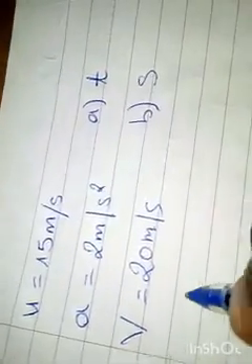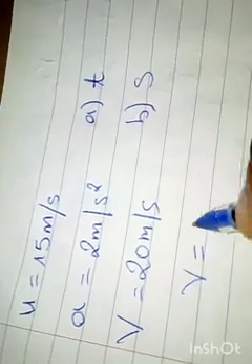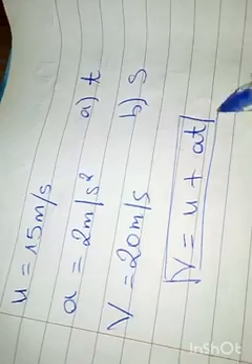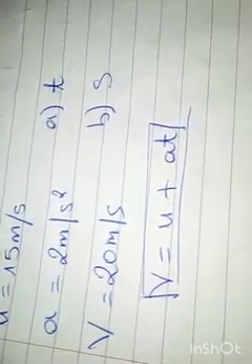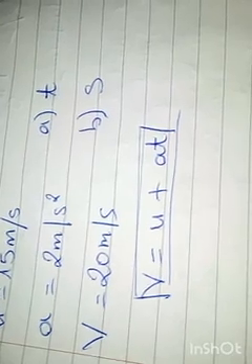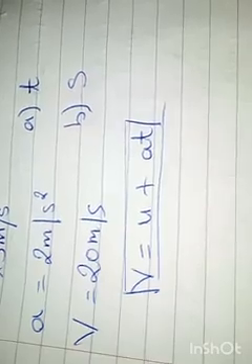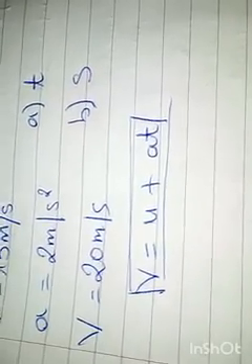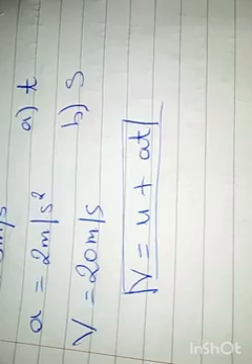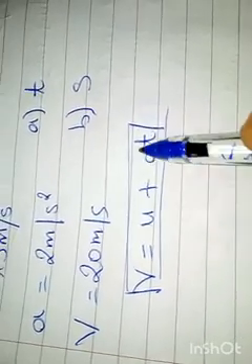From the equations of motion, t can be gotten clearly from equation 1. And as a reminder, equation 1, v is equal to u plus at. This is equation 1, of the equations of uniformly accelerated motion. The laws of motion, Newton's laws of motion, are different from this. We have law 1, law 2, and law 3. They are different from this. These are equations of uniformly accelerated motion.